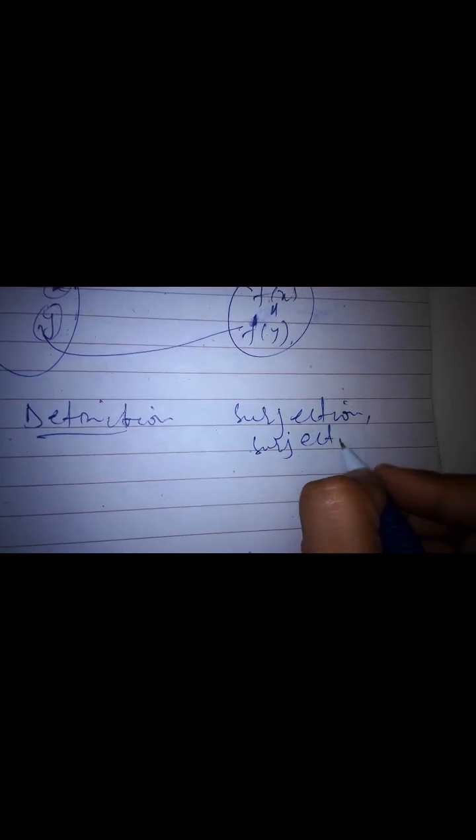Now another definition: the surjective function, or surjection, or onto mapping. So what is the definition of this? I am going to write this, then explain.